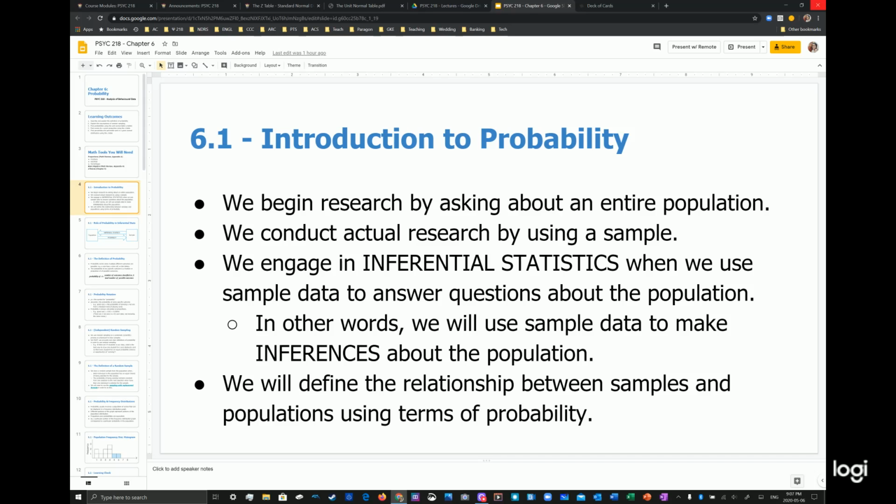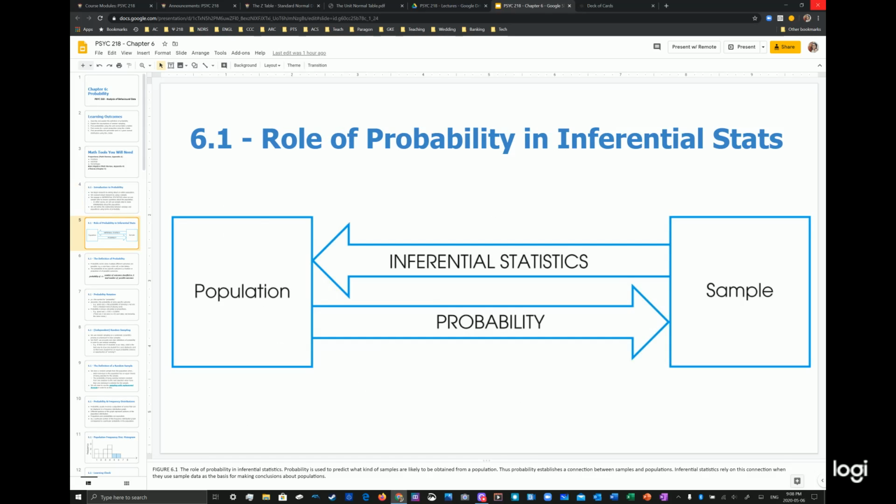Introducing probability, we are going to use this for inferential statistics as we approach that point. We start with asking about the entire population, but most of the time we can only do research with a sample. Because we can only use samples to make generalizations or inferences about the population, we engage in inferential statistics. The relationship between samples and populations can be described in terms of probability.